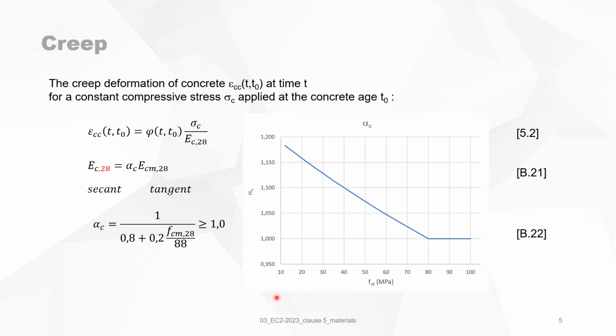We can now put this in a graph for all concrete qualities, and then we look at what the value of alpha c entails, and we see that it's almost linear, but not quite. And when you take, for instance, a quality of C30, you see the difference is something around 12%. So the difference between the secant and the tangent modulus can be, for normal quality of concrete, 12% higher, which is significant.